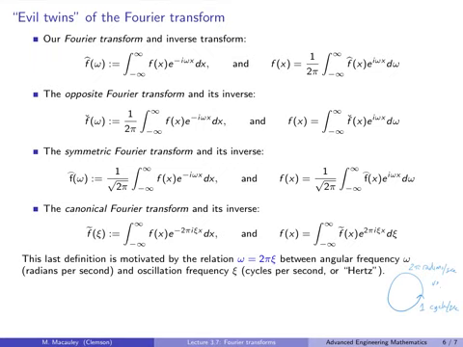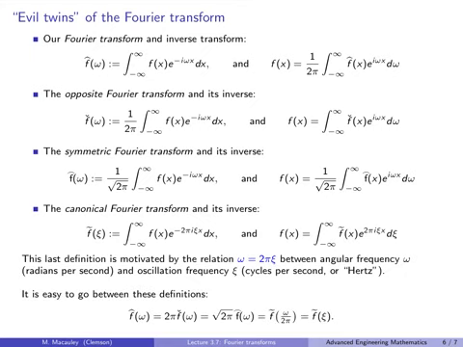Now, most books will actually use c for the variable in all of these. I don't like that at all because for these definitions, they really are in terms of angular frequency. And I think physicists will typically favor one of these first 3 definitions, although really all of them are common. You'll see them all over the place. It is quite easy to go between these definitions. So the Fourier transform of omega is 2 pi times the opposite transform of omega, which is root 2 pi of the symmetric transform of omega, which is the canonical Fourier transform of omega over 2 pi, or of c.